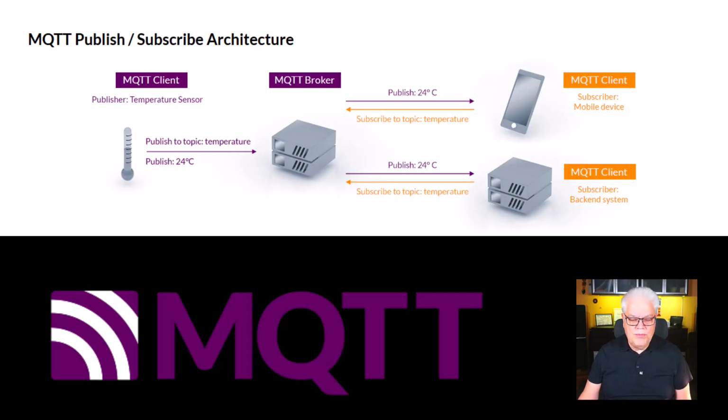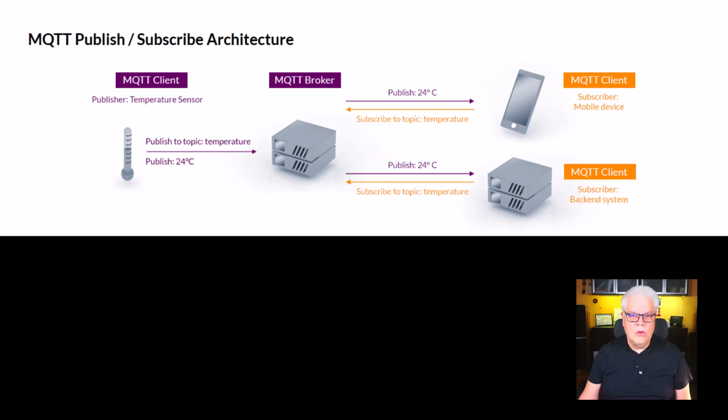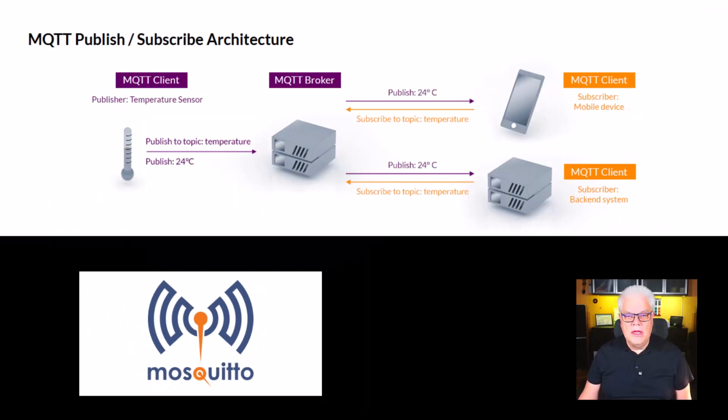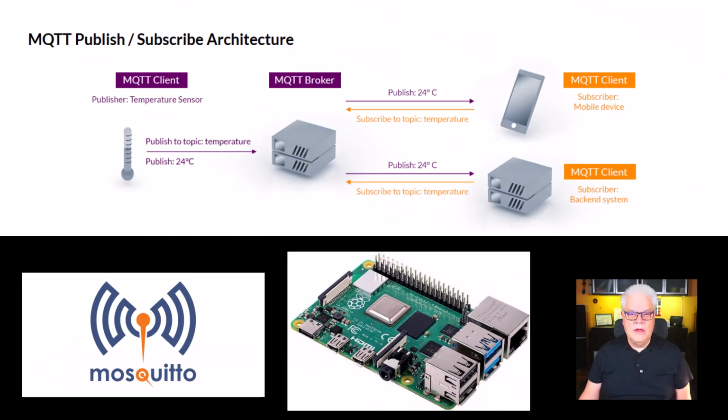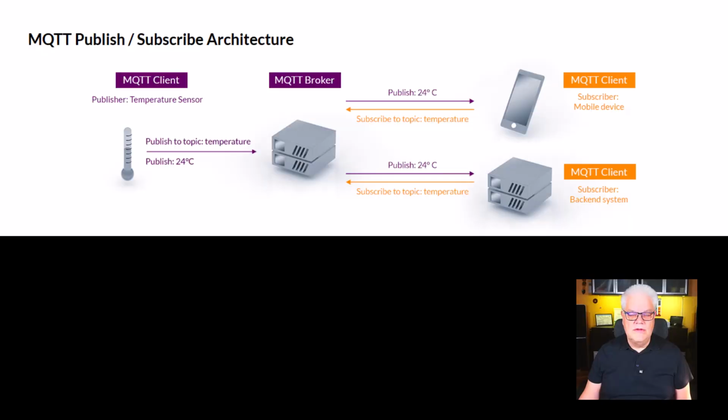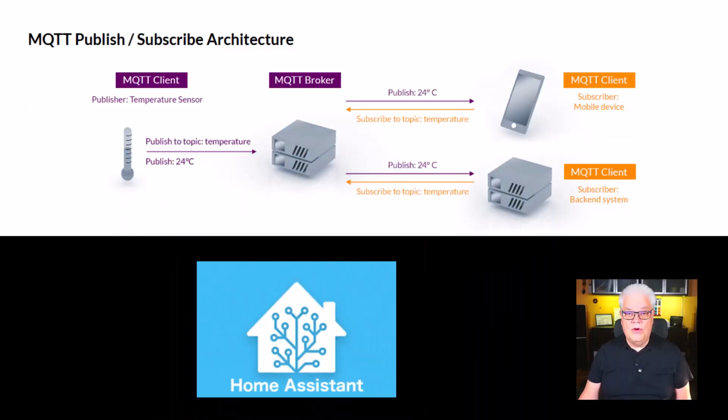MQTT is a publish-subscribe architecture. So if we take a look at this picture, we can see in the middle we have something called a broker. The broker is normally called Mosquitto, and I'm not sure if there are other brokers as well, but Mosquitto is the most commonly used. In my case, I have Mosquitto running on my Raspberry Pi, in my Home Assistant installation on the Raspberry Pi on my local network.